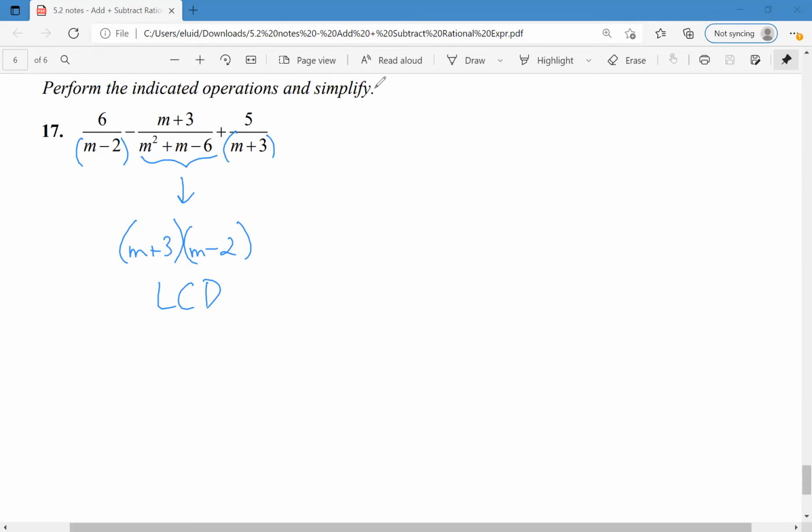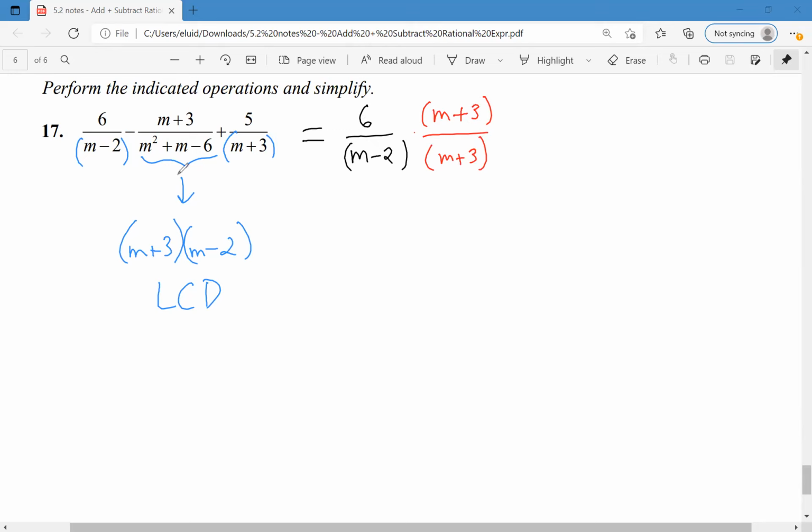Okay, so what does that mean? Well, for this first fraction, it already has the m minus 2, but what's missing is the m plus 3. So for the first fraction, we would need to multiply the top and the bottom by m plus 3. Okay, and we'll deal with simplifying that later.